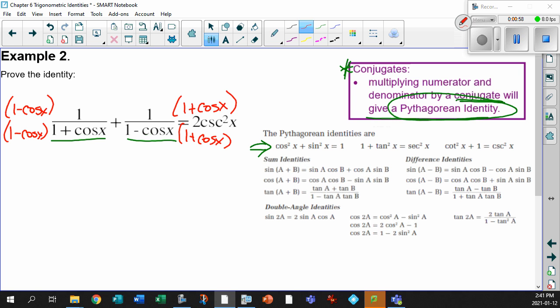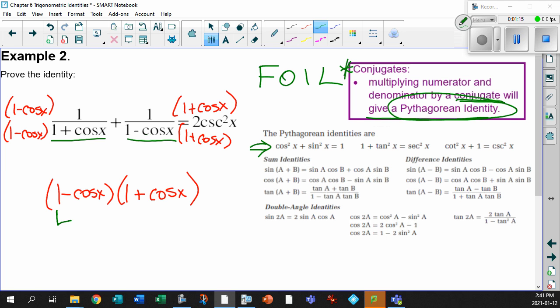Now, remember something from FOIL? I'm just going to write this down right now, but I want to show you something from FOIL that I think you need to be reminded of. This is in fact a FOIL operation here. So FOIL, here we go. First, watch this. 1 times 1 will give you 1. This will give you plus cos x.